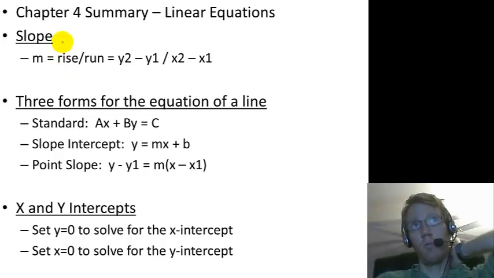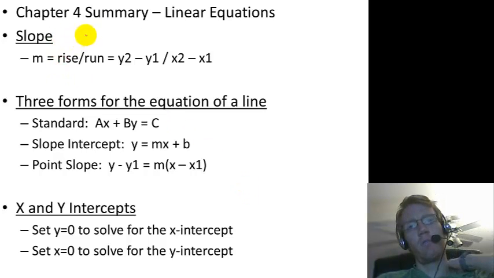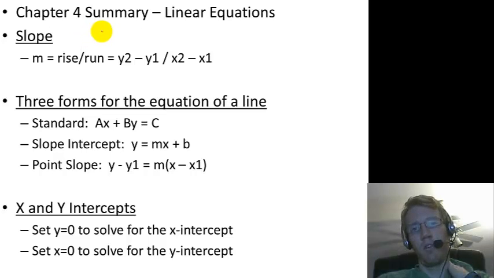So for Chapter 4, we've gone through a lot of different stuff on linear equations. We've learned about point-slope form, slope-intercept form, how to graph them, how to find intercepts, and all that. So this is just going to be a summary video to kind of remind you and refresh in your mind everything we've done. So the first thing we learned about was slope, which is rise over run.